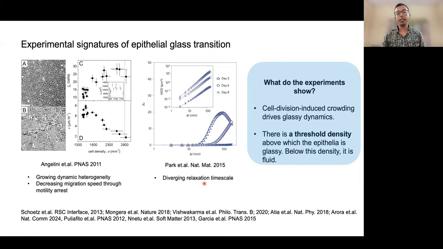But the key idea that these experiments tell you is that cell division-induced crowding does drive glassy dynamics in most cases, and that there is a threshold density above which the epithelia is glassy. Below this density, it is fluid. And clearly, this requires some kind of theoretical understanding. So people have been trying to understand it for a while.